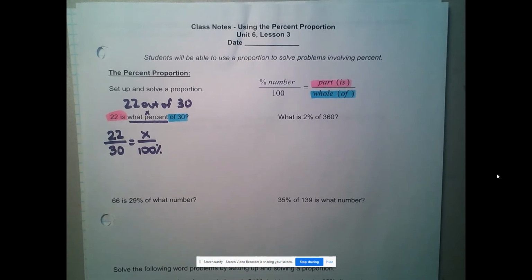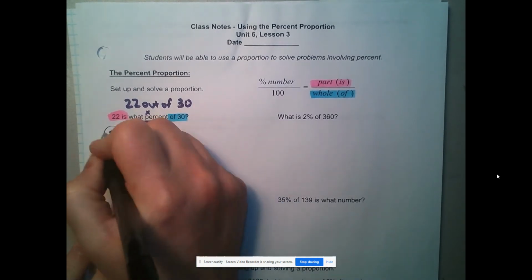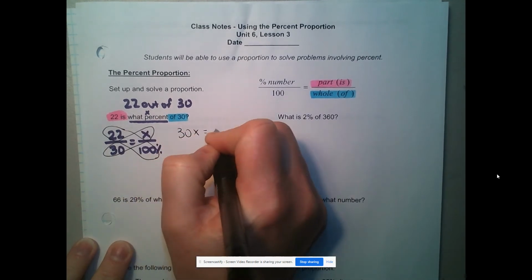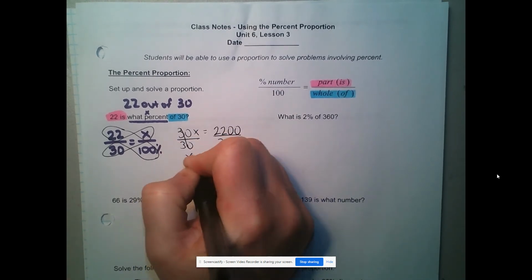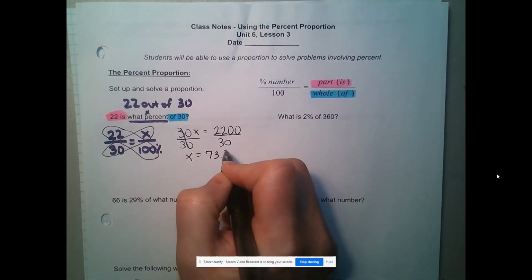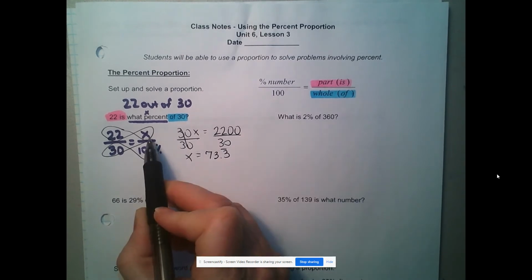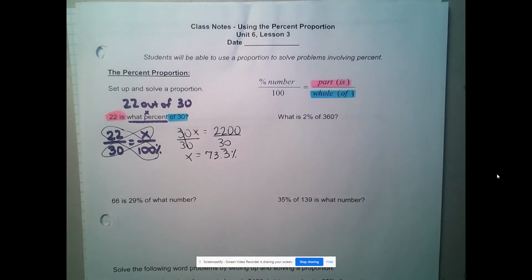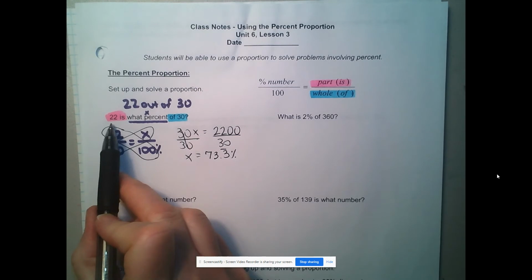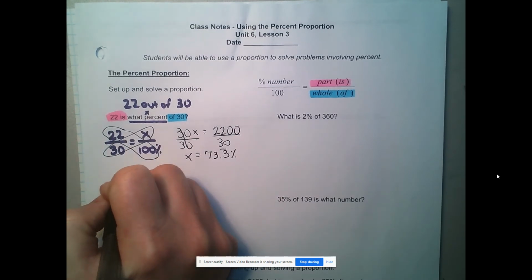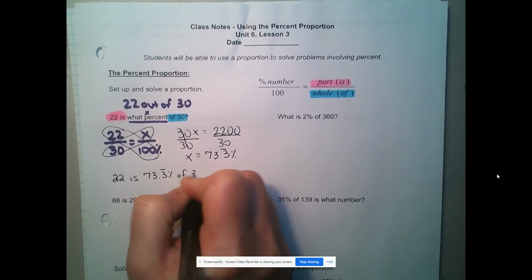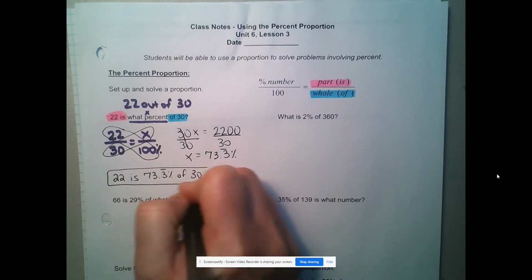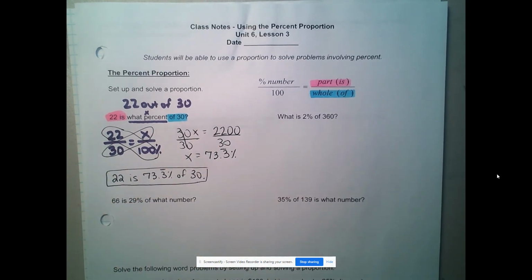Once we get it set up, the rest is smooth sailing, right? We cross multiply, we get 30x equals 22 times 100, divide both sides by 30, and x equals, in this case, 73.3 repeating. Now, the thing we were looking for was a percent, so we have to make sure we label it as a percent. The original question said 22 is what percent of 30? We would say 22 is 73.3 repeating percent of 30. Period. End of sentence. All we're doing is filling in the blank, the thing we don't know.